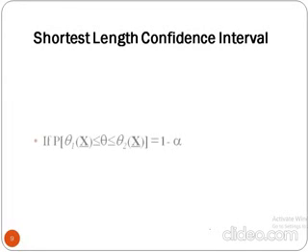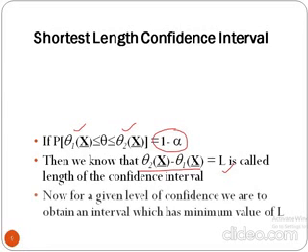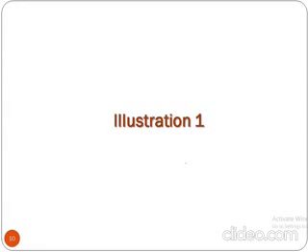Now let us look at the shortest length confidence interval. If we have the value of theta lying between two statistics, theta 1(x) and theta 2(x), with confidence level 1 minus alpha, then theta 2 minus theta 1(x) gives me the length of the confidence interval. We are to find those values of theta 1(x) and theta 2(x) for which the length, that is L, is minimum. So that is the purpose of the shortest length confidence interval.